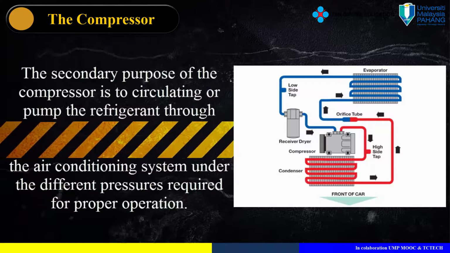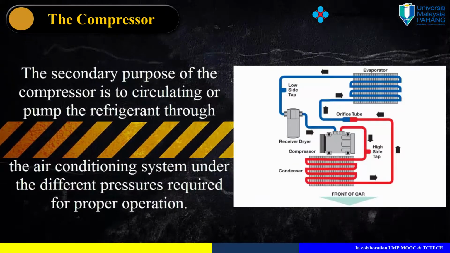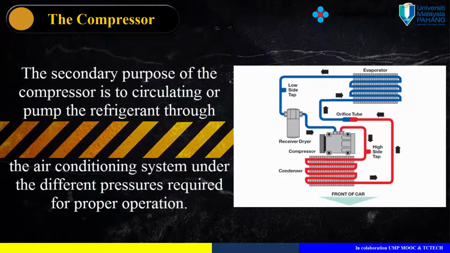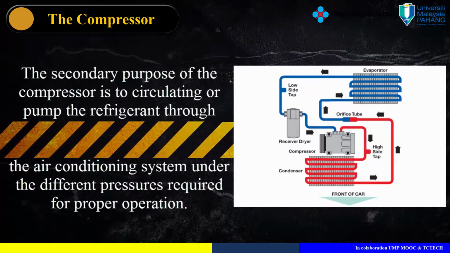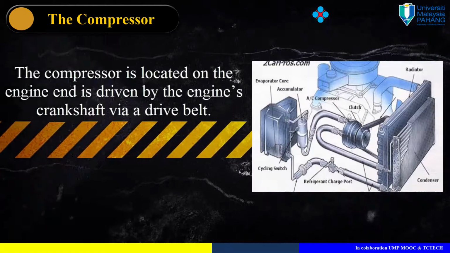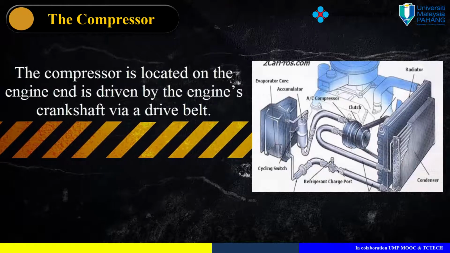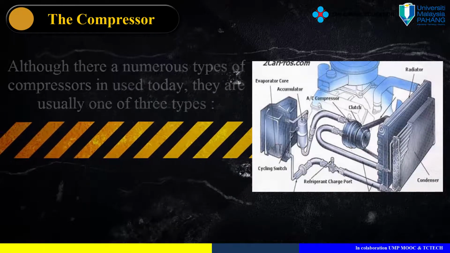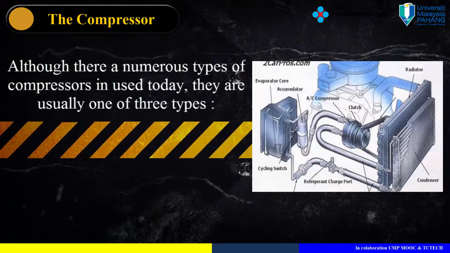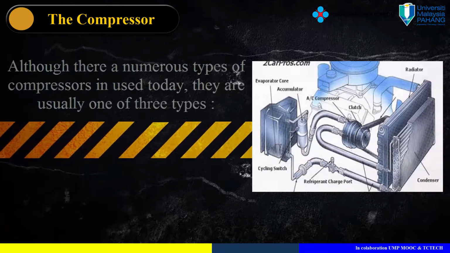The secondary purpose of the compressor is to circulate or pump the refrigerant through the air conditioning system under the different pressures required for proper operation. The compressor is located on the engine end, and is driven by the engine's crankshaft via a drive belt. Although there are numerous types of compressors in use today, they are usually one of 3 types.